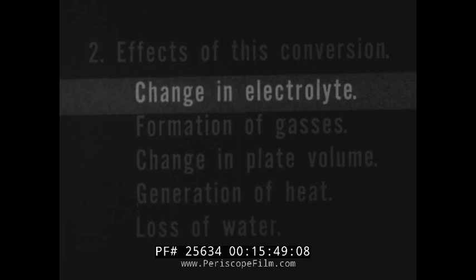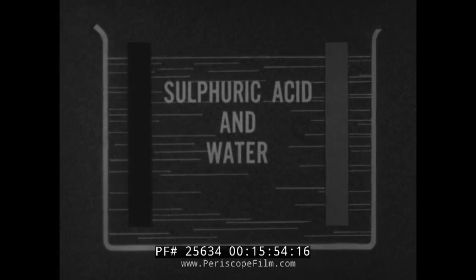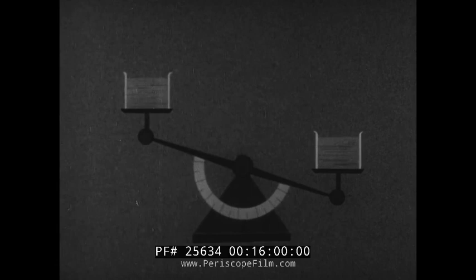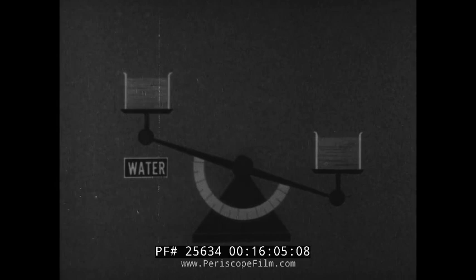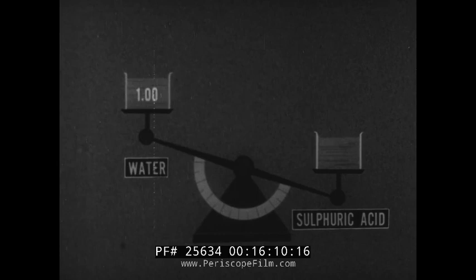We said that the electrolyte is a mixture of sulfuric acid and water. The pure concentrated acid is much heavier than water, almost twice as heavy. If this much water weighs 1 pound, the same amount of pure concentrated sulfuric acid weighs 1.84 pounds. The acid is more dense.